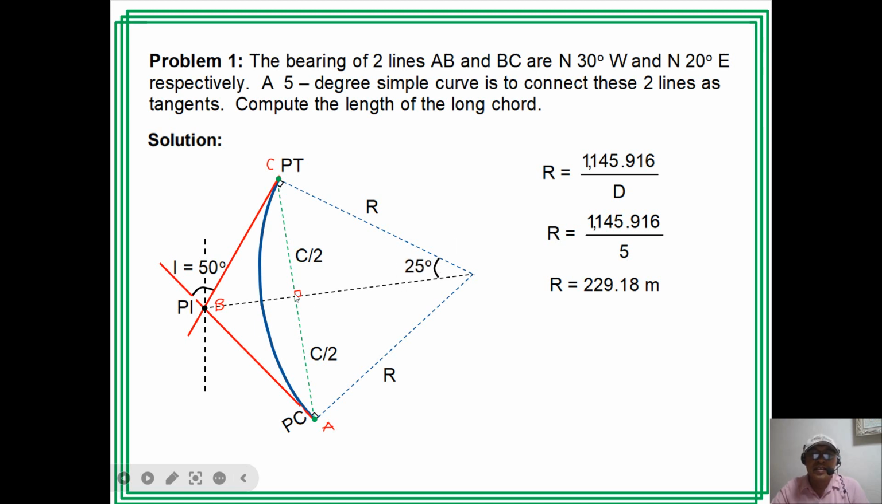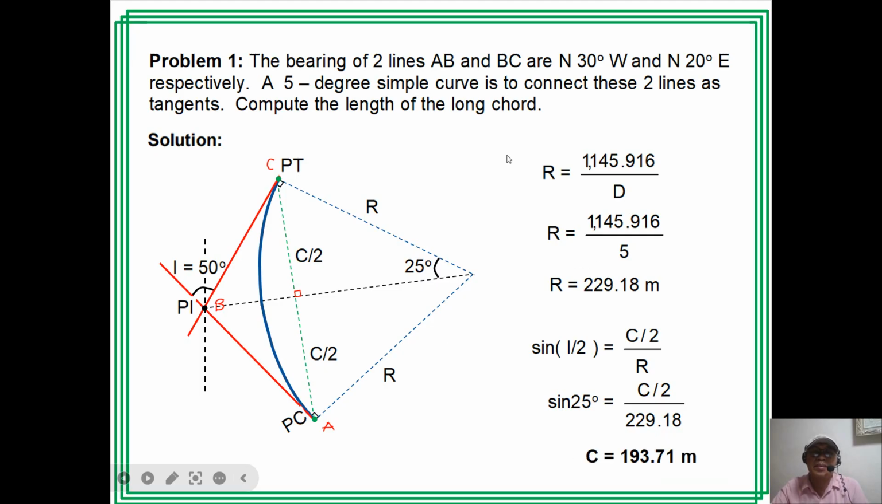So I can consider this triangle. C over 2, the radius, and I over 2, which is 25. So sine of I over 2 is C over 2 over R. So sine of 25 is C over 2 over R, which is 229.18. So C can be solved: 193.71 meters.